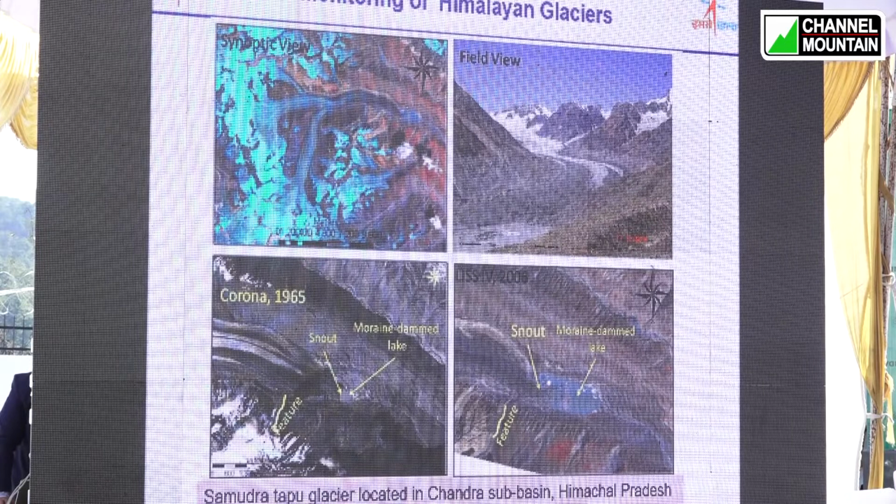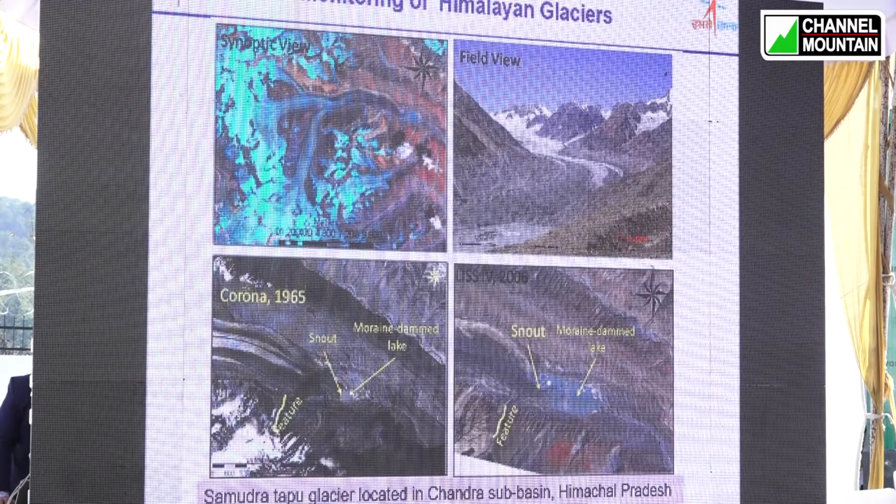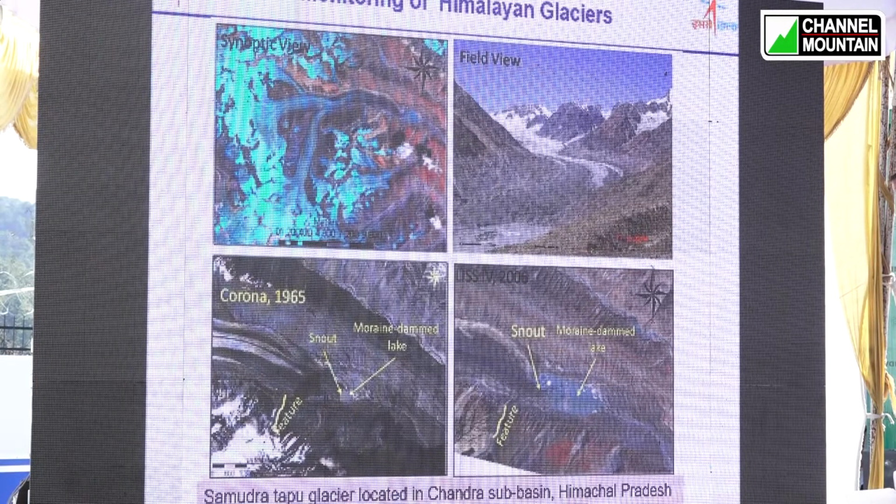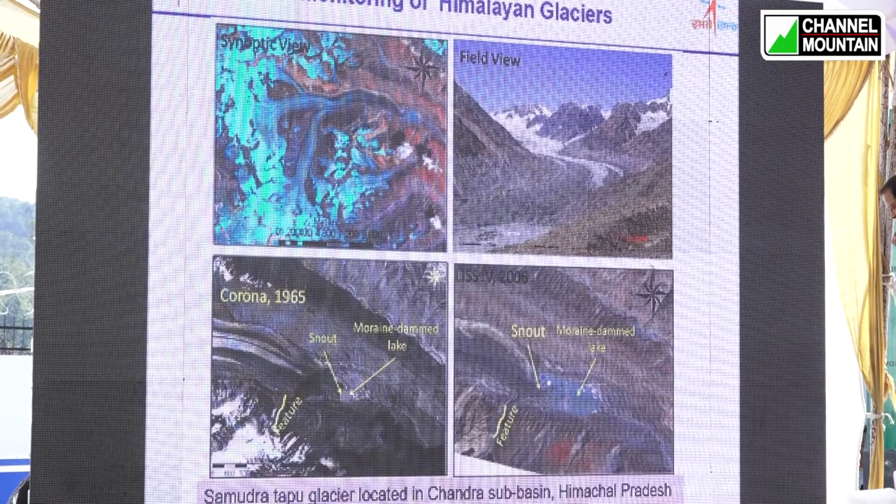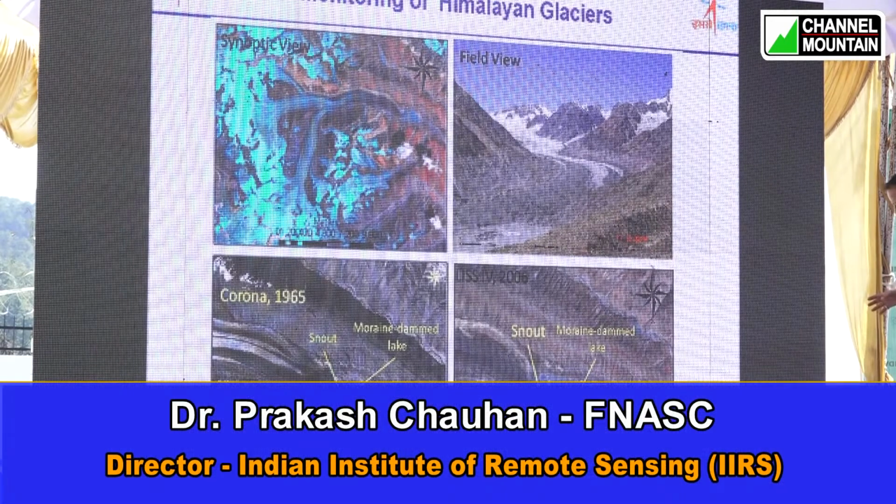Scientists have used even the oldest aerial and space-based photographs, which are secret photographs called Corona, from 1965, and then of course the recent data sets. Here is one example of Samudra Tapu Glacier located in Chandra Basin. There never used to be a lake system. In 1965, this glacial lake was not there. But today, a good amount of the Samudra Tapu Glacier has melted, and you can see a beautiful lake has formed in front of the glacier, which never used to be there, or even if it was there, it was very small in 1965. This is how the glacier is responding to the changing climate in this particular region.